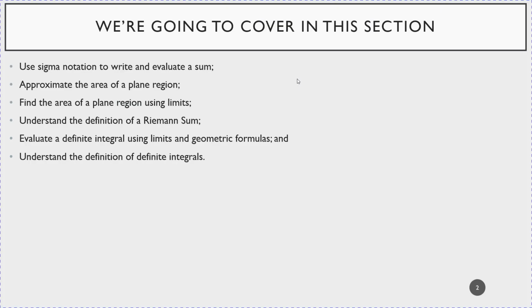So this lecture, we're going to be doing a lot. I'm going to talk about how you use sigma notation to write and evaluate a sum. We're going to approximate the area of a plane region, using those rectangles that I talked about when we were doing area under the curve. Then we're going to find the area of a plane region using limits. This is going to be really complex, and I'm only going to do one example of this.